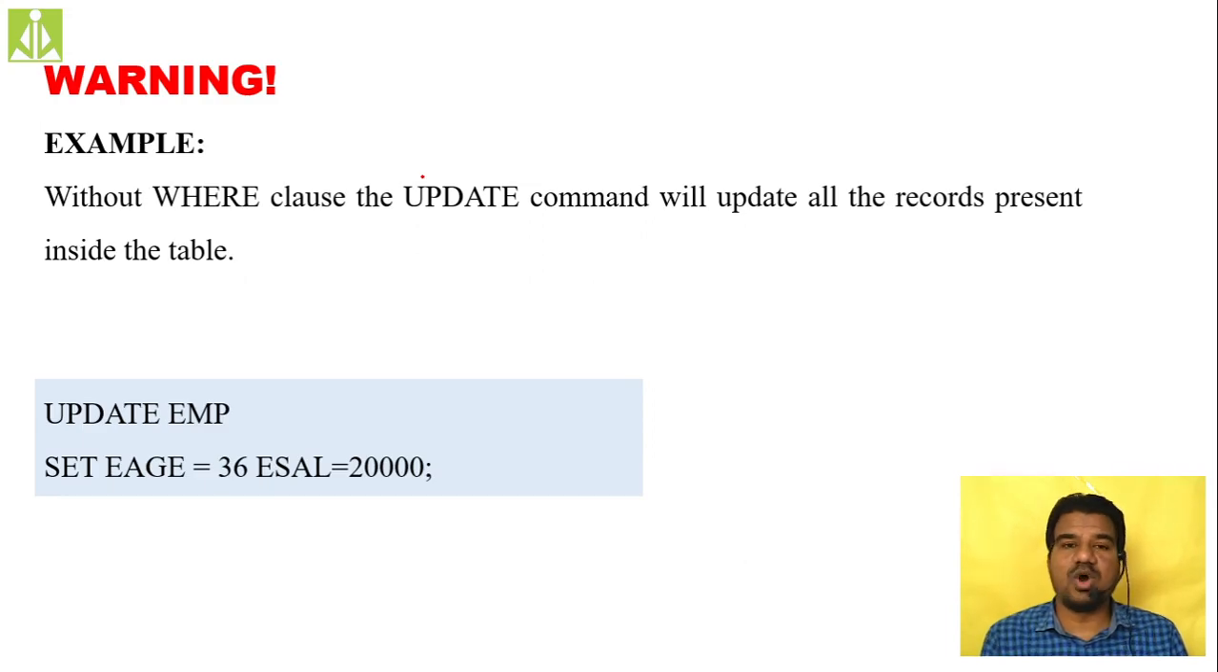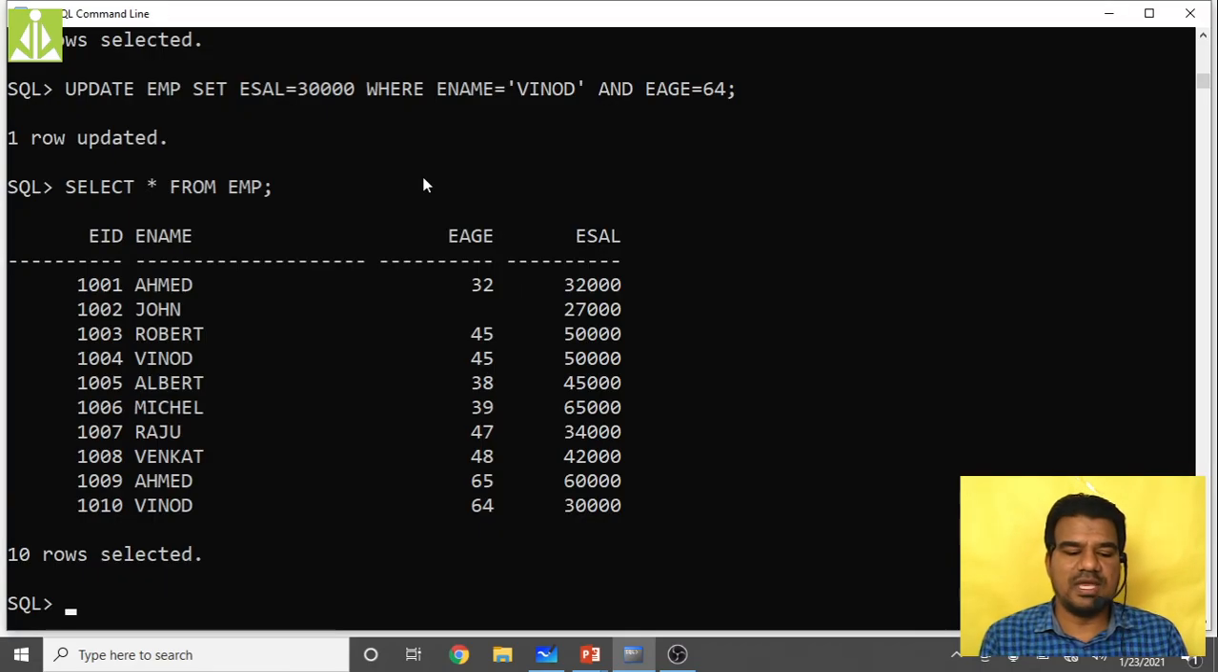And this is a warning: if you miss the where clause, then what will happen? All rows will get affected. See what I am saying? Simply update table employee, set e name equals to John. So now all employees will get the name John.